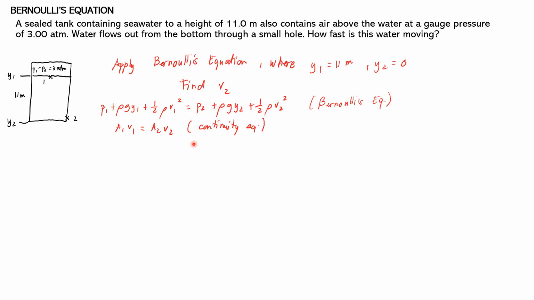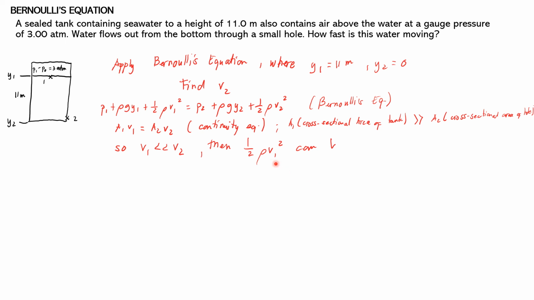In the continuity equation, A1 here is the cross-sectional area of the tank at point 1. As you can see here, the cross-sectional area of the tank at point 1 is much greater than the cross-sectional area of the hole. So we can conclude that the velocity at 1 is much less than the velocity at 2. So we can say that the term 1/2 rho v1 squared can be neglected, and we can set this to 0.